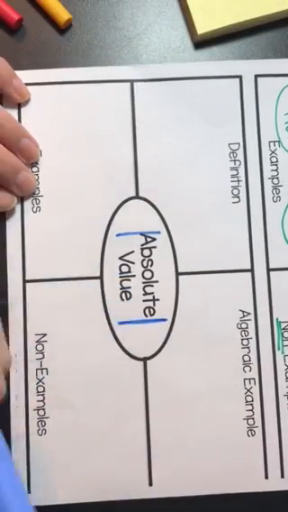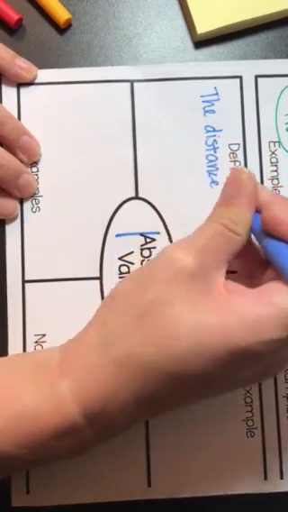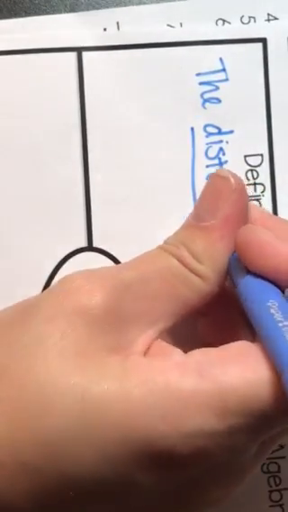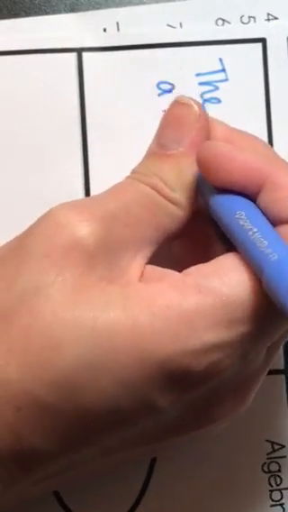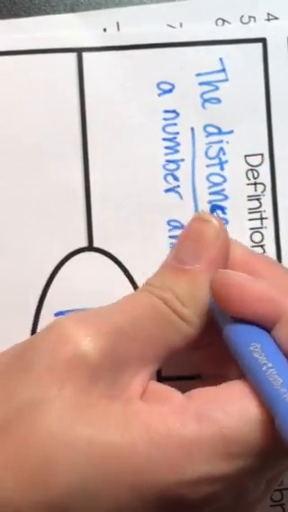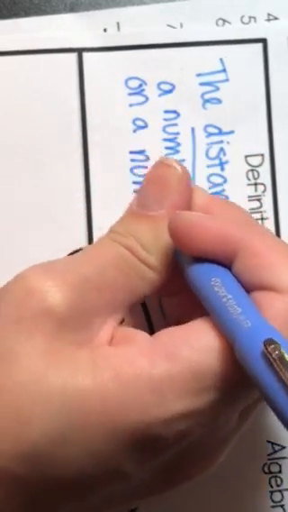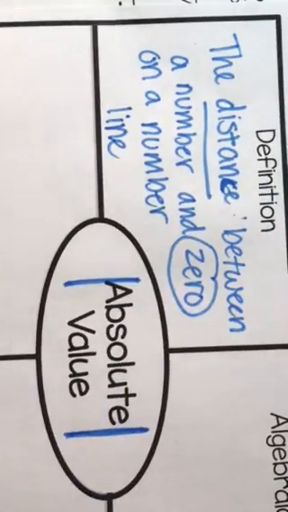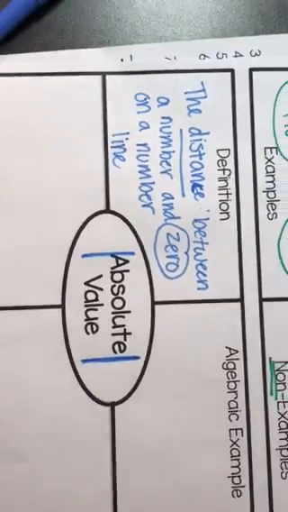It's a visual representation. The absolute value is the distance, there's that word again, distance, that's a C, sorry, between a number and 0 on a number line. Now let me tell you something. I'm actually going to turn my camera around if I can. No, I'll have to just show you on the camera.